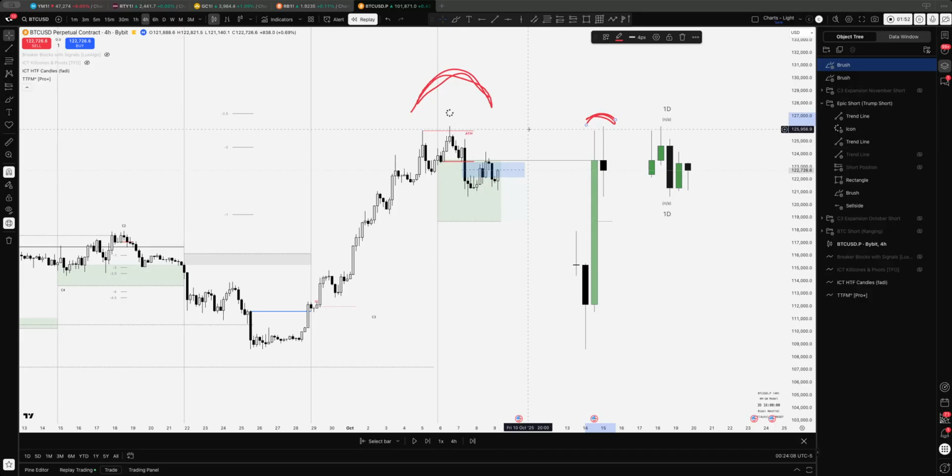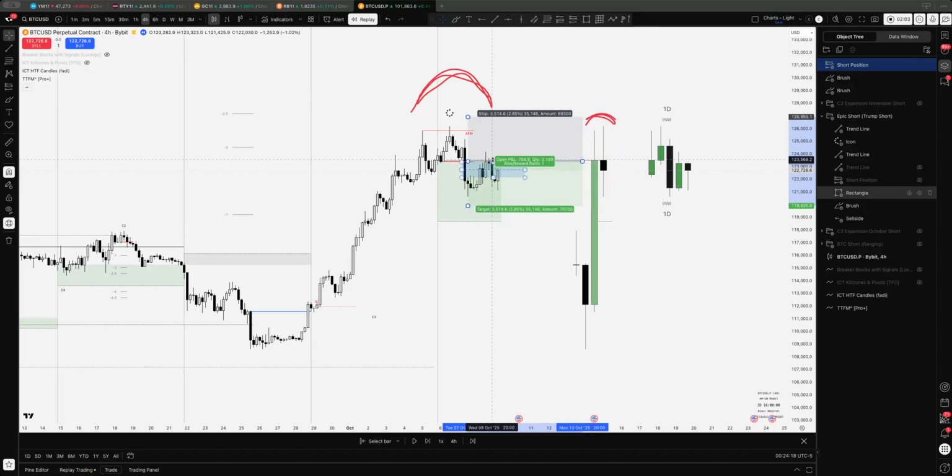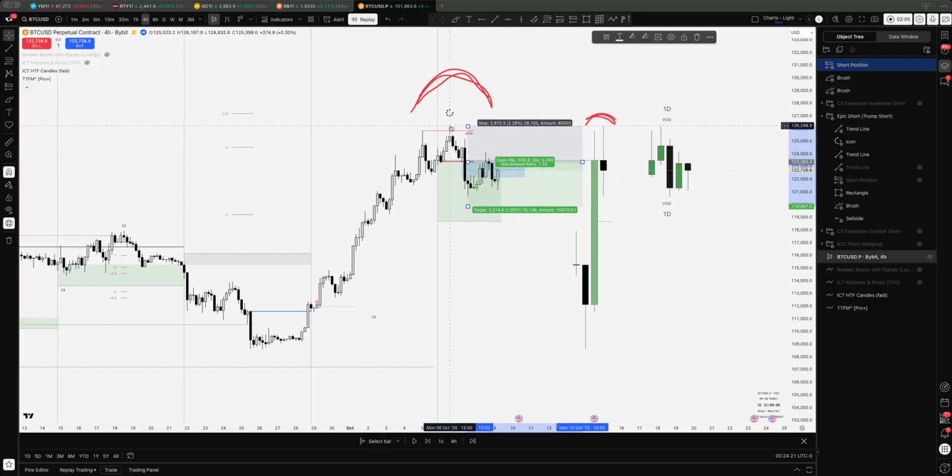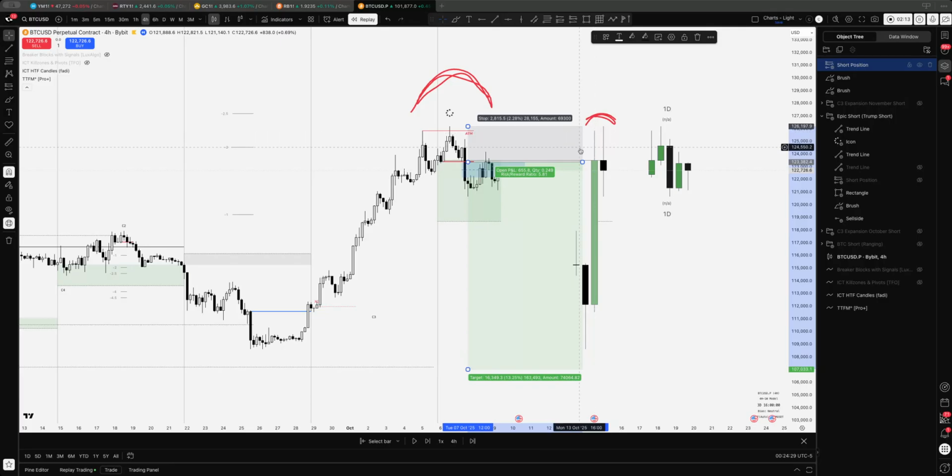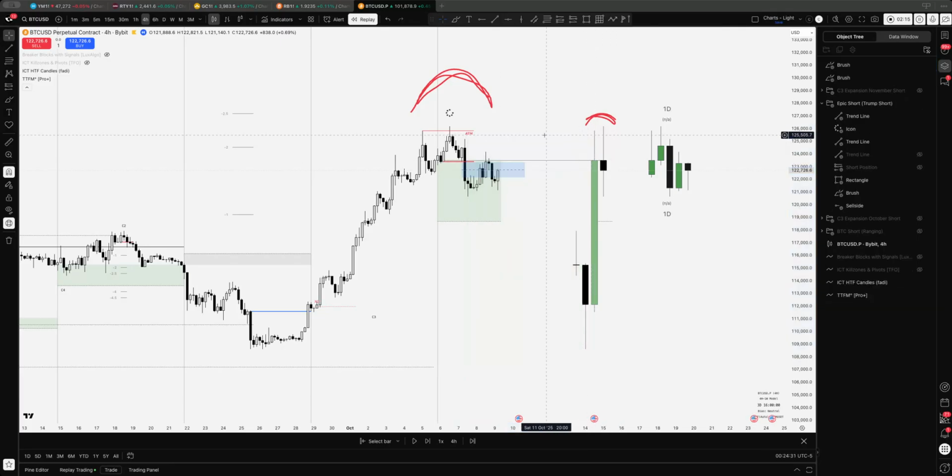Now there's many ways to enter this. You can enter on this initial CISD for a move lower, which looks something like this. Stop at the high because this will be a protected high. Price should not come back and hit this high. For a move lower, humongous trade if you take that.